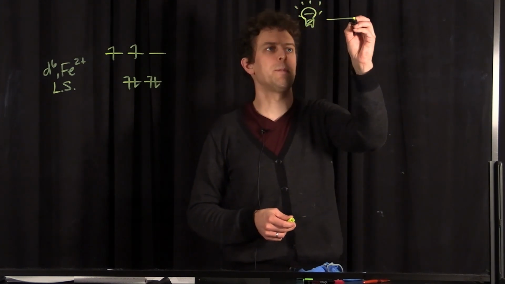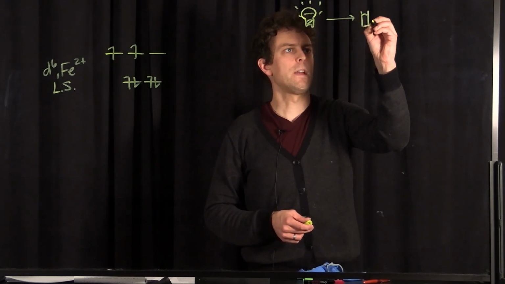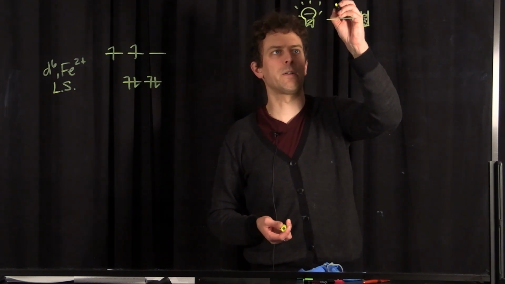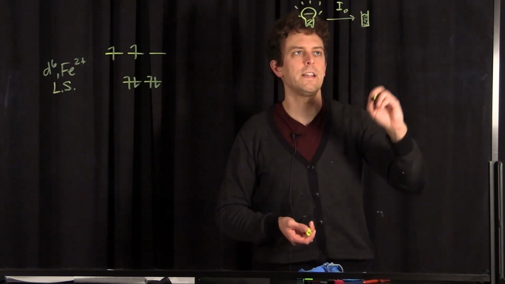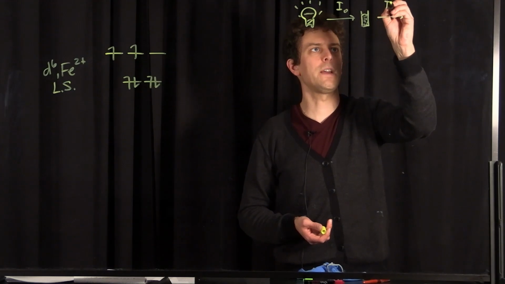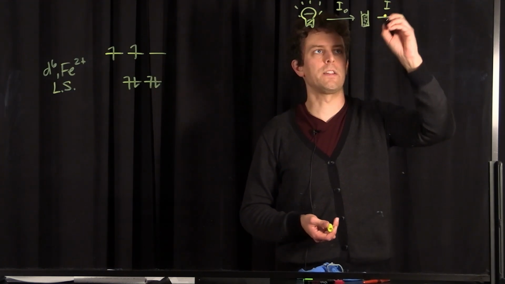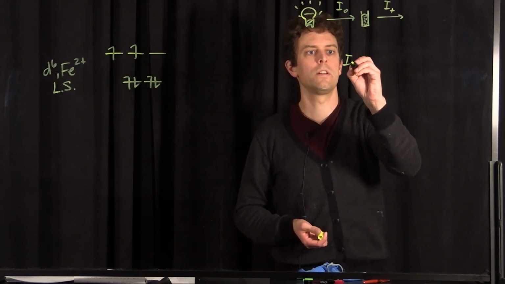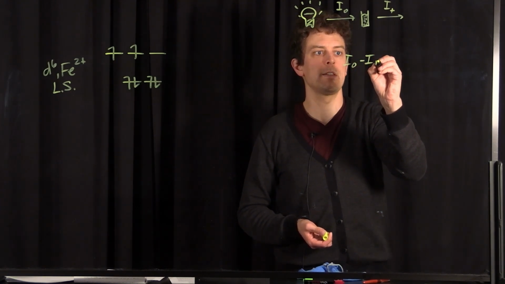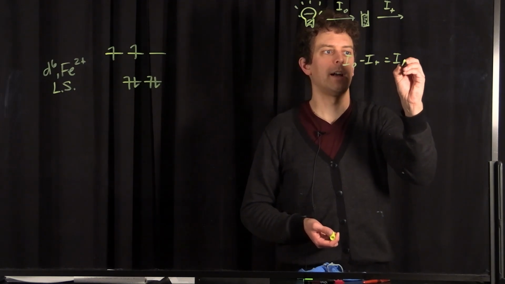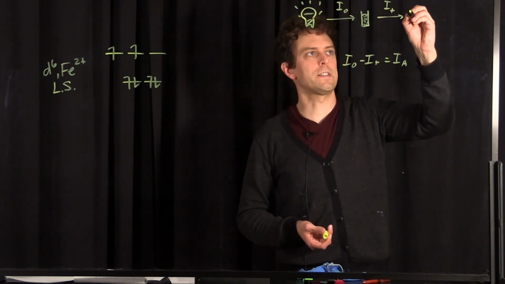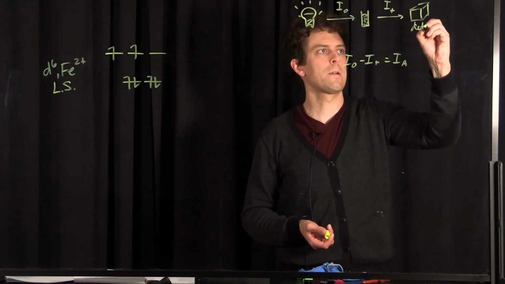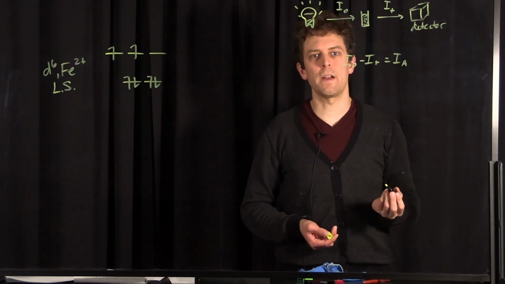And that shines on our sample. And our sample, depending on what is in there, is going to absorb a certain amount of wavelength. So we have an incident radiation, and we have a radiation that is transmitted, and we have some that is absorbed. So I0 minus IT should equal IA. And that hits our detector over here, which gives us some value of absorbance.